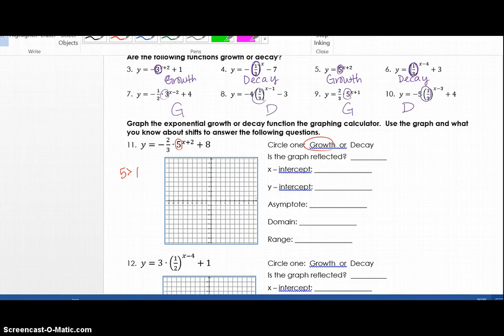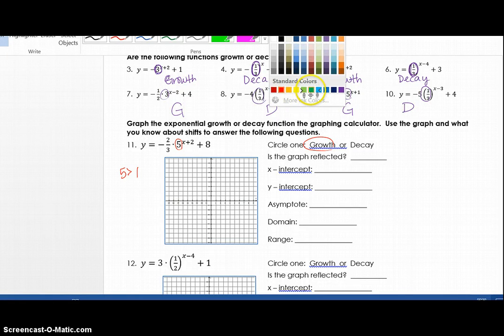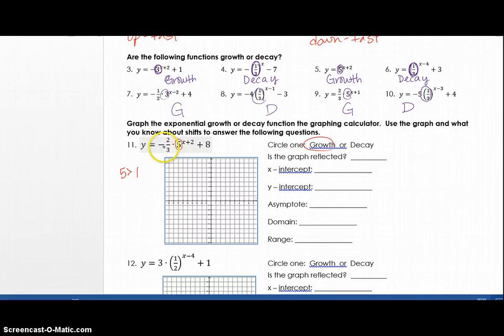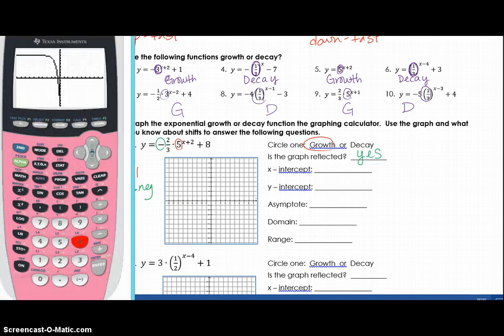Is the graph reflected? Remember, reflected means it's flipped over the x-axis, and this is reflected over the x-axis, and that's because of the negative. That A out front is negative, and therefore is the graph reflected? Yes, it is. Hopefully you can tell from the picture that this is exponential growth going up, and then it's flipped over. So that is exponential growth reflected over.